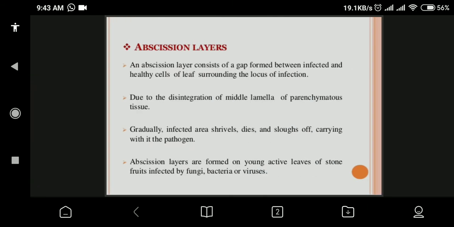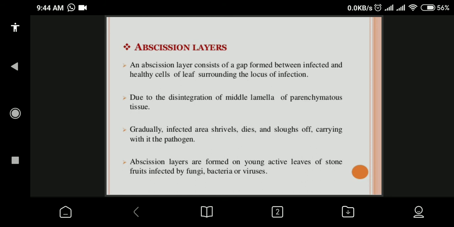Abscission layers. An abscission layer consists of a gap formed between infected and healthy cells of leaves surrounding the locus of infection, due to the disintegration of the middle lamella of parenchymatous tissue. How does the abscission layer form? It forms due to the disintegration of the middle lamella of parenchymatous tissues.